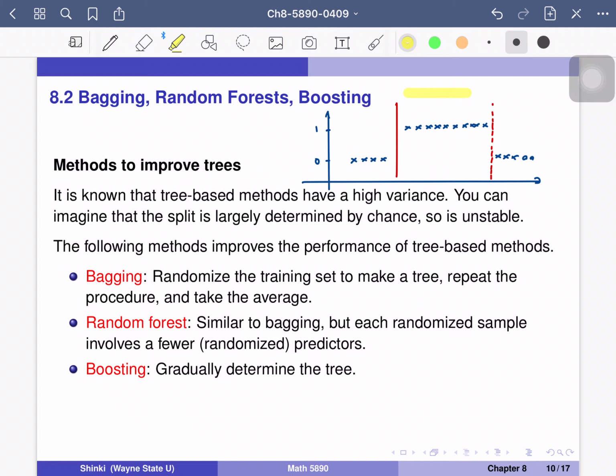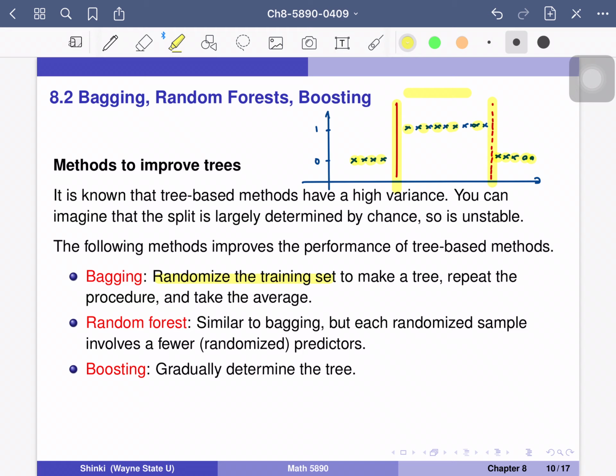If we have 4 observations here and 10 observations here and 3 observations here, the optimal threshold is here. But if we have 2 additional observations here, the threshold comes here. So it's really unstable and it really depends on the data. So today at first we discuss bagging.